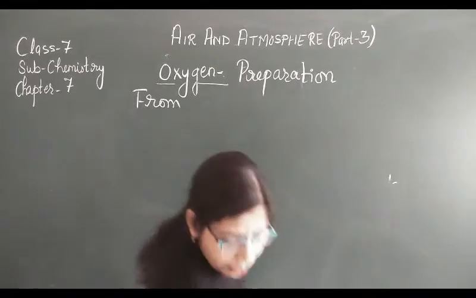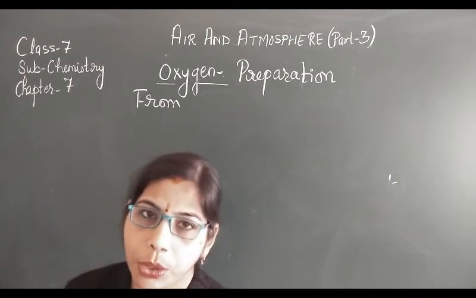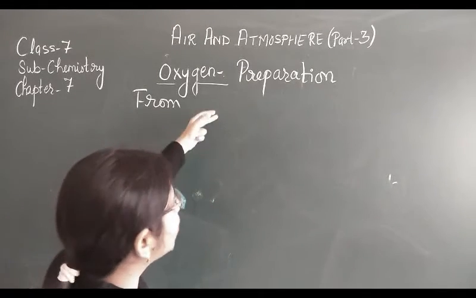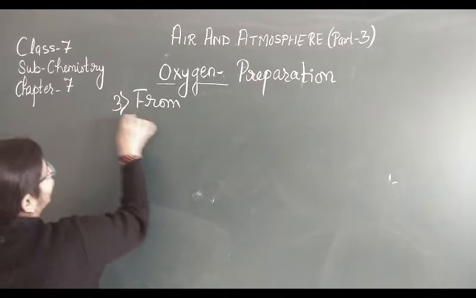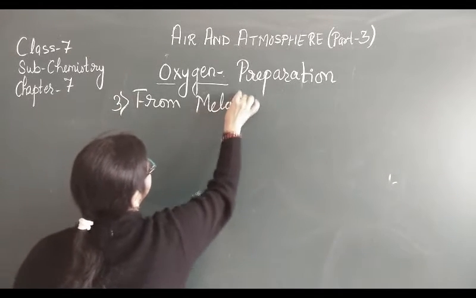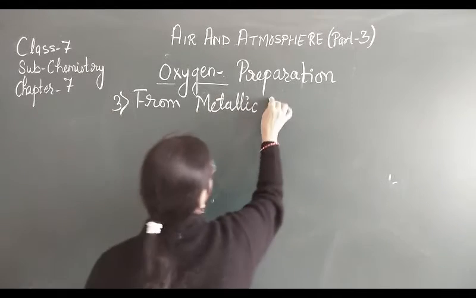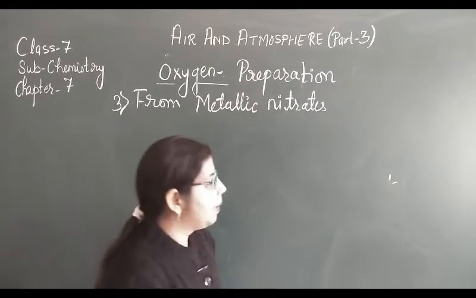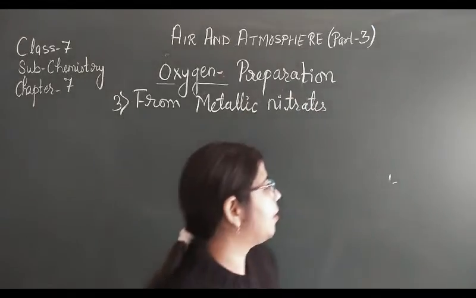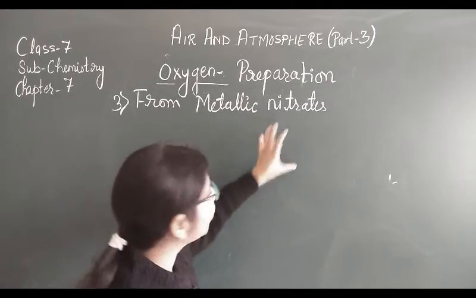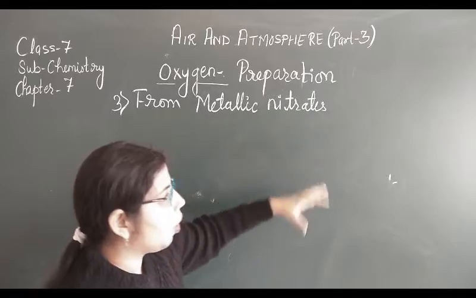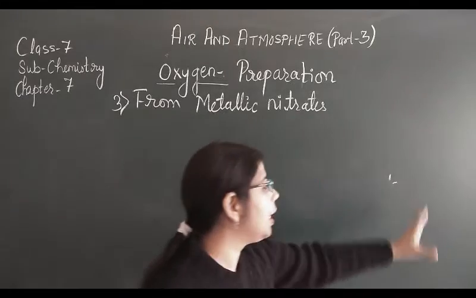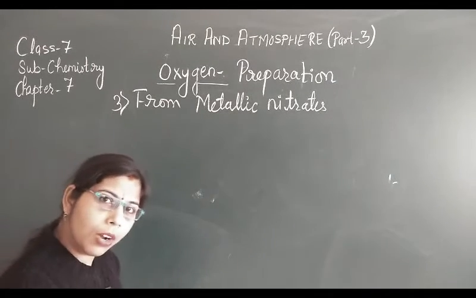That means from the metallic nitrates. So as I told you, what are metallic nitrates? That means the nitrates of sodium and potassium. Now what happens? The metallic nitrates like potassium nitrate, when we heat the potassium nitrate, it is going to melt, and when the temperature goes higher, it is going to decompose and form oxygen gas.